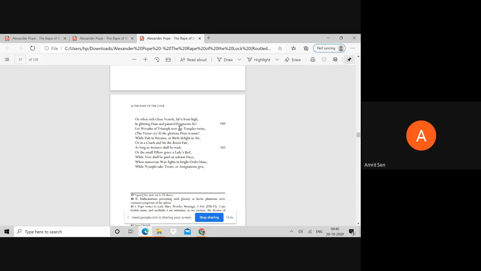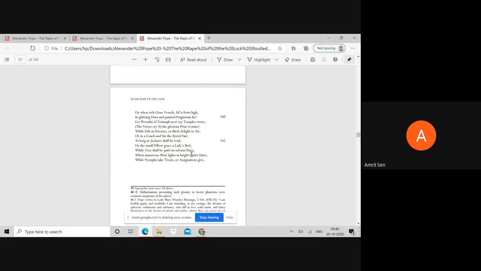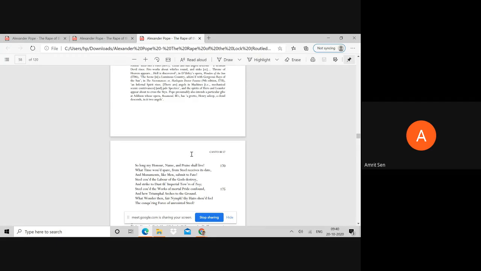While fish in streams or birds delight in air, or in a coach and six the British fair, as long as Atalantis shall be read. Atalantis, the New Atalantis, was a salacious romance, almost scandal literature, published by Mary de la Riviere Manley, one of the women writers. So as long as romances shall be read, or the small pillow grace a lady's bed, while visits shall be paid on solemn days, so visitations from one man to the woman or women to the other, when numerous wax lights in bright order blaze, when nymphs take treats or assignations give, so long my honor, name, and praise shall live.